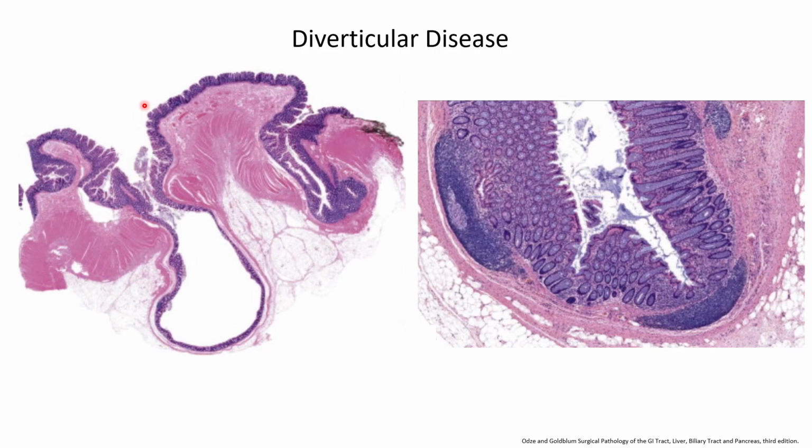In this picture on the left, we can see over here the colonic mucosa, then we have the submucosa, muscularis propria, and adipose tissue. And here we can see that the colonic mucosa and submucosa have invaginated downwards through the muscularis propria. Here is the muscularis propria. So the mucosa has invaginated downwards through the muscularis propria into the adipose tissue. And here is a higher power view of the invagination.